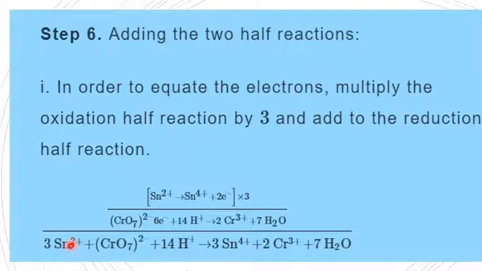That would be your 3Sn2+. From your second, reduction half cell, Cr2O7 2-. Now these 6 electrons would be cancelled out. So 14H+, yes, that you will write. From here, from your oxidation half cell, you will write 3Sn4+. Okay, and from here, from your reduction half cell, 2 Cr3+, and 7 water molecules. So in this way, lastly you will add both the equations and cancel the common things out. In this way you will get your balanced equation.